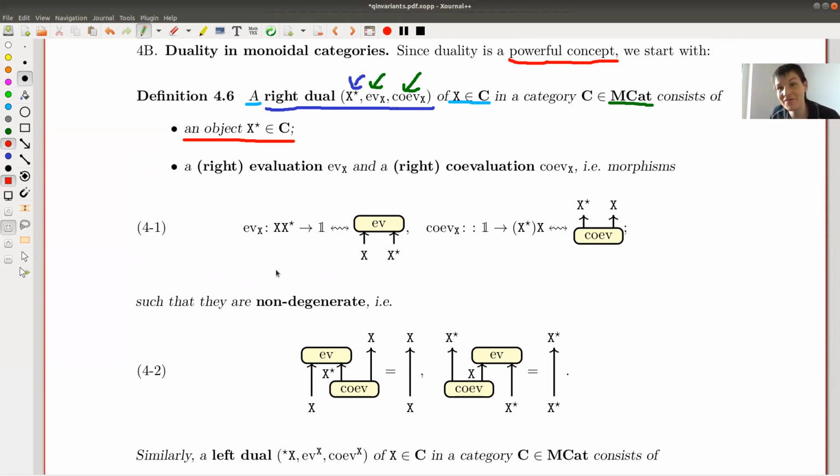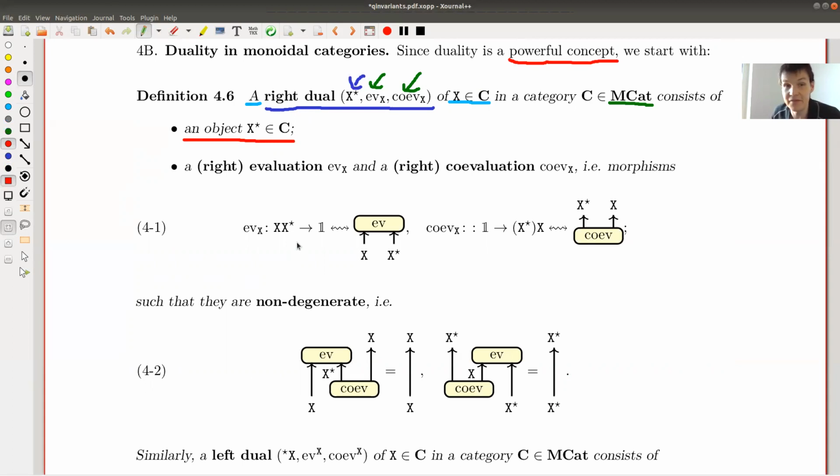It's always confusing which one is which, because there are now 4 choices for those. We have left as well as right. So it's evaluation and co-evaluation, 2, and left and right, another 2. So there are 4 natural morphisms you can draw. And let's hope I got this correct and everything is consistent. It's always a bit confusing.